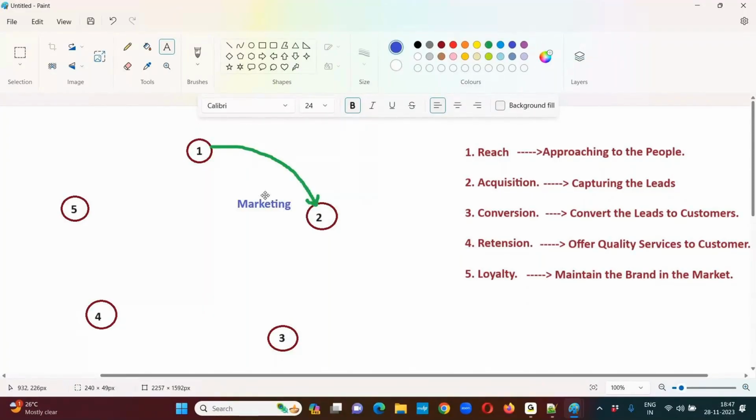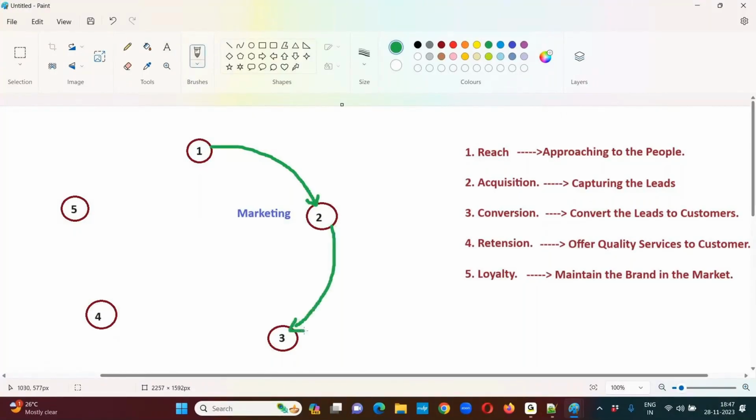Okay, marketing. Next, after that, now we are going to be converting the people as our customers. Who will take care of this one? The sales team. This process comes under sales. Now, from there onwards, we are going to be retaining the customers to us.